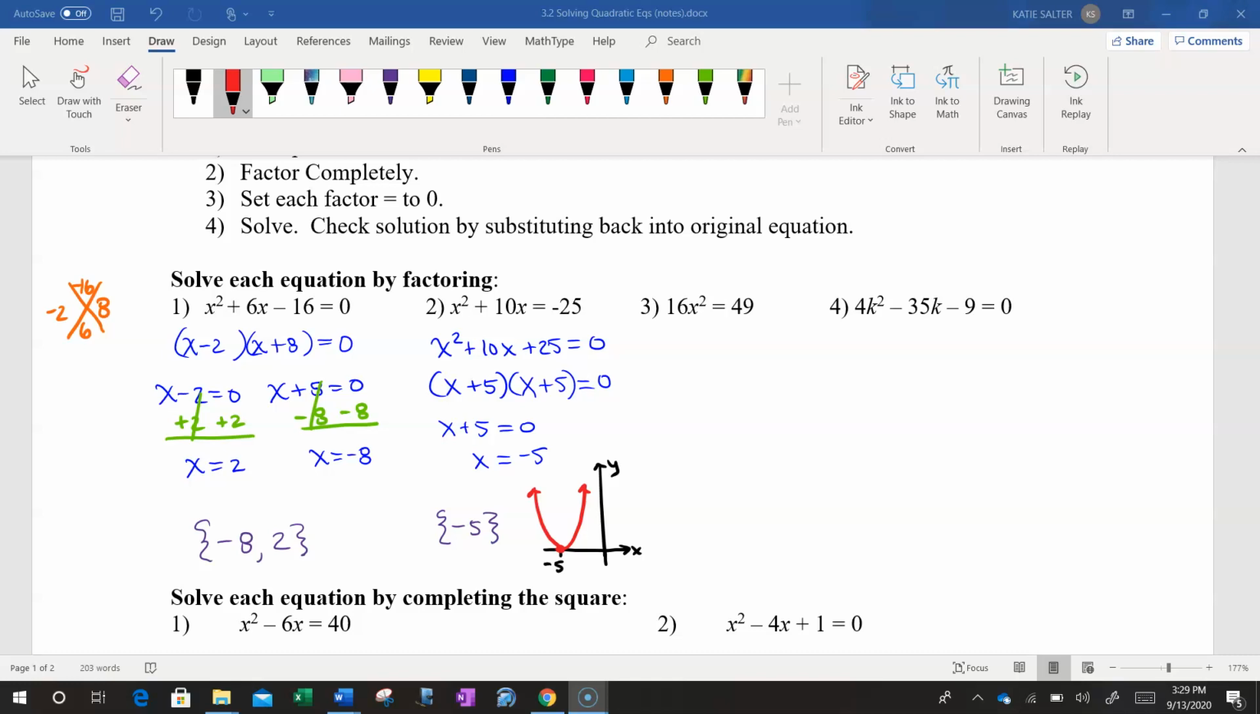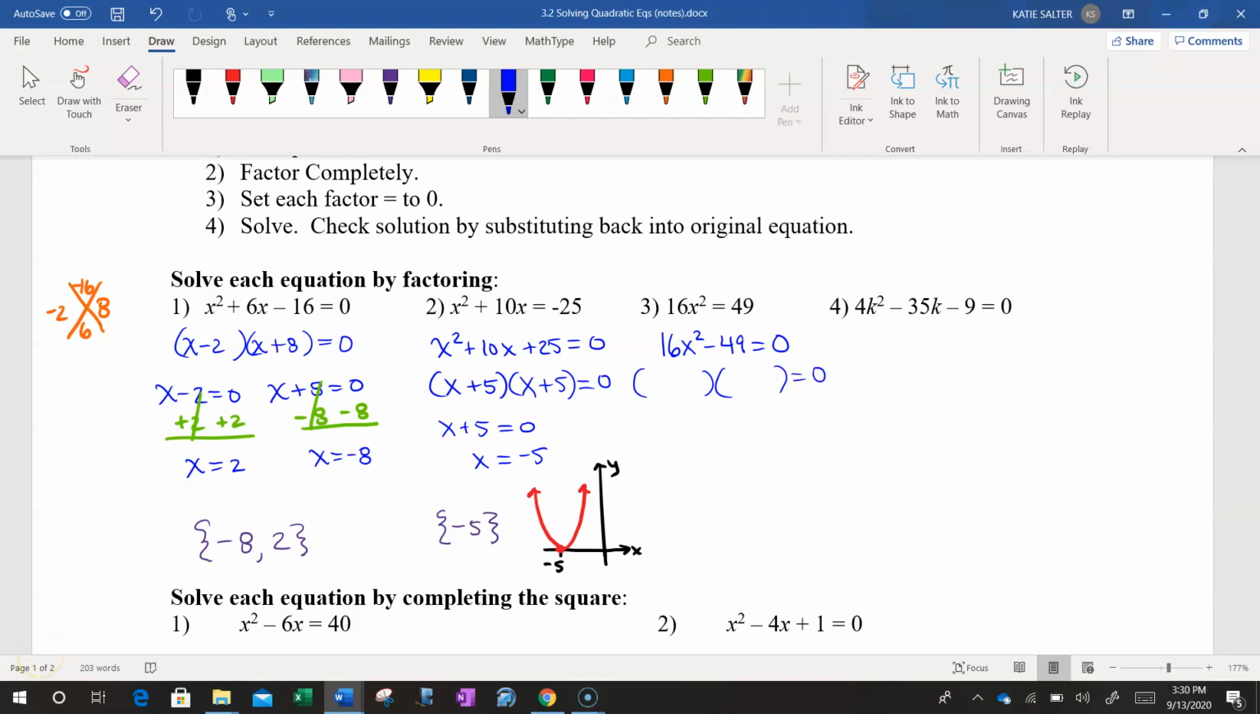All right, so looking at the next one, if we use that factoring technique, again, we would subtract that 49 over first. So this gives us 16x squared minus 49 equals 0. Remember, we should always look for greatest common factor first, but in this case, we do not have a greatest common factor. So since it's a binomial, we then look to see if it is a difference of perfect squares. And it is, so we create our two sets of parentheses.